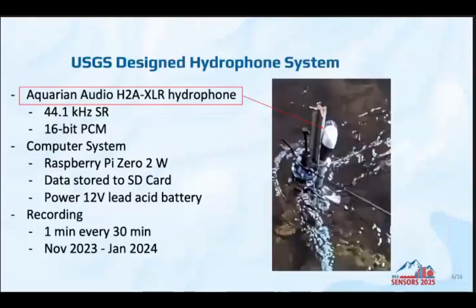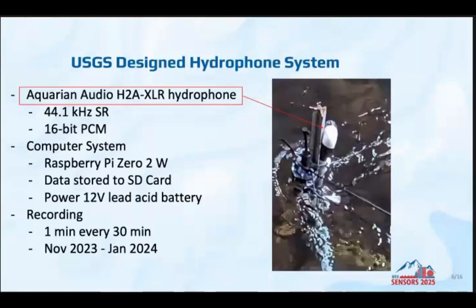The specific hydrophone system that we're using was designed by the United States Geological Survey. It involves an Aquarian Audio H2A XLR hydrophone attached to a Raspberry Pi Pico, a Raspberry Pi Zero W, and data is stored on an SD card. There's a battery and some other logging equipment there. The recording is 1 minute every 30 minutes over the course of a handful of months. That's the rainiest season, so we get high flows and some low flows to confirm that bedload is happening at the higher flows.